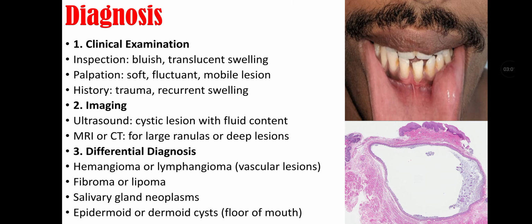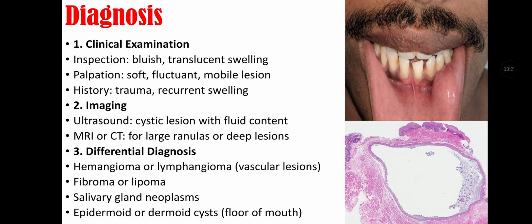Diagnosis of salivary mucocele. First is done by clinical examination that includes inspection that shows bluish translucent swelling, palpation that shows soft fluctuant mobile swelling, and history that represents trauma and recurrent swelling. Then we can do imaging that may include ultrasound that shows cystic lesion with fluid content, and MRI or CT scan for large, deep lesions.